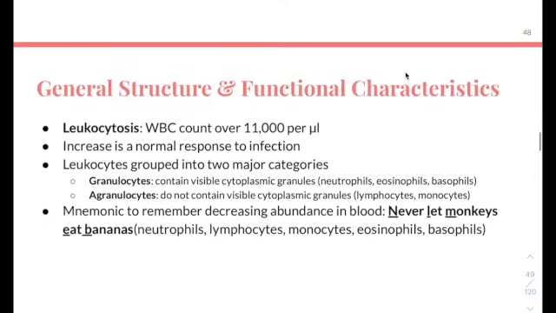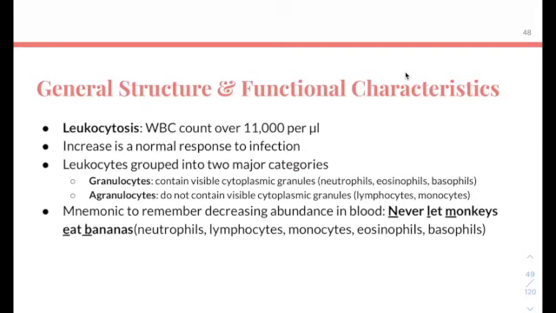So leukocytosis is if we have too many white blood cells, over 11,000 per microliter. Most of the time when that happens, it's because your body's fighting some kind of infection, a cold or virus. Those are the two main reasons why you'd end up with leukocytosis. There's two different kinds of leukocytes, or two different categories, I should say.